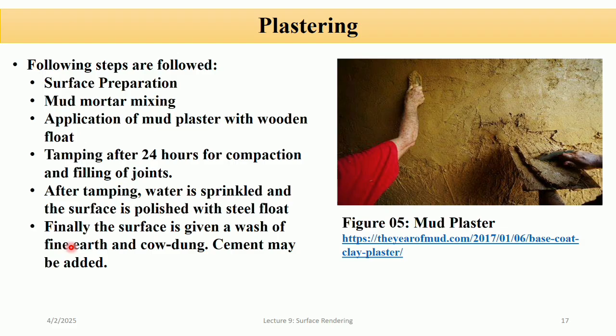Sometimes the surface is given a wash of fine earth, cow dung and cement in the proportion of 3:2:1. So mud plaster is done on walls of temporary sheds and countryside buildings.